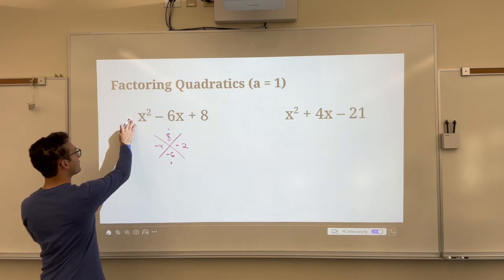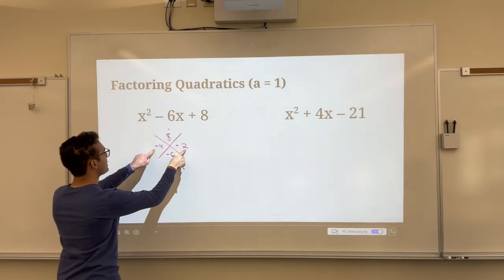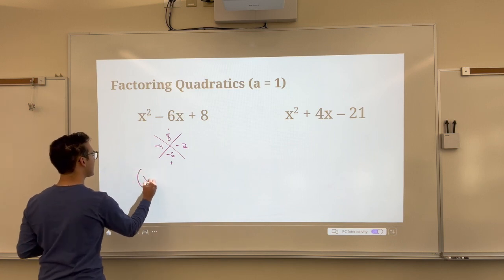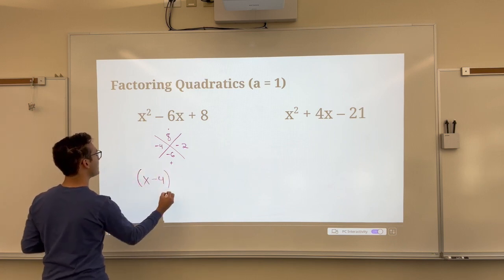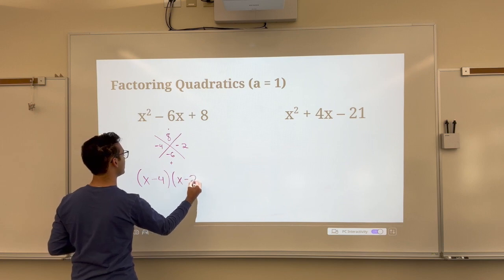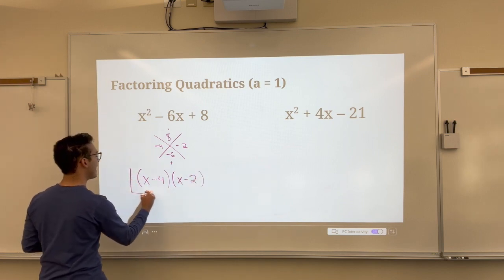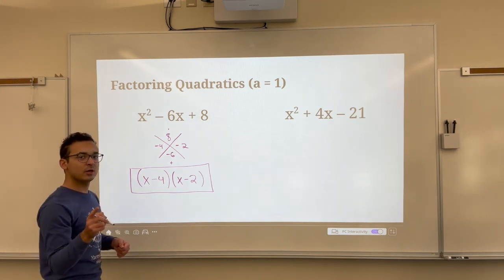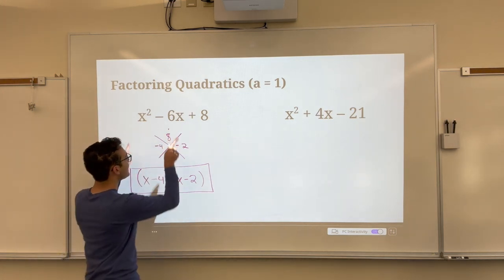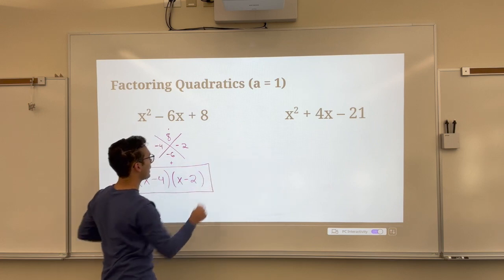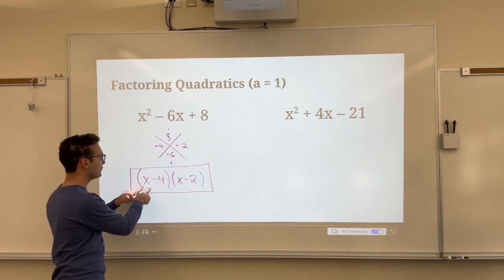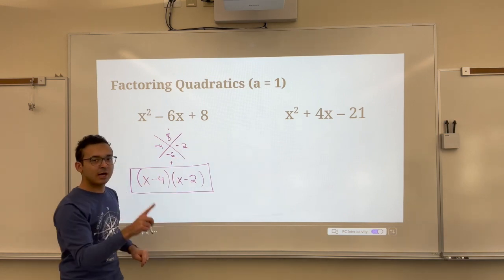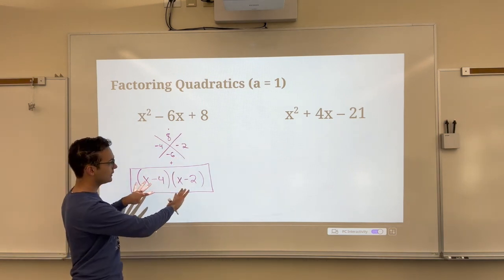So when the leading coefficient is 1, that's as simple as putting these numbers into parentheses with x's in them. So it's going to be x minus 4 times x minus 2. And that is going to be our factored form of the quadratic. Now, it's important to know that in this case, we're not saying that this equals 0, okay? So we're not going to say that x equals 4 or x equals 2, because this is just an expression, not an equation. That's how we're going to leave our answer.